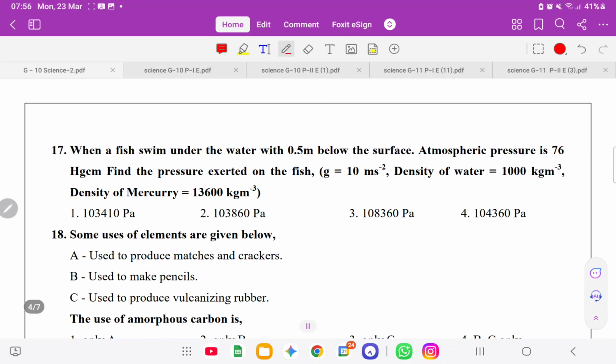17th one. When a fish swims under the water 0.5 below the surface, atmospheric pressure is 76 cm Hg. Find the pressure exerted on the fish. So this is h rho g: 0.5, water so 1000, into 10.